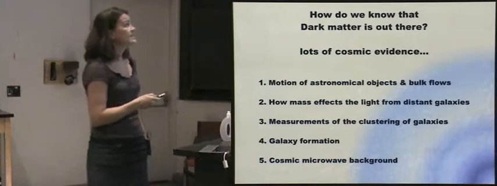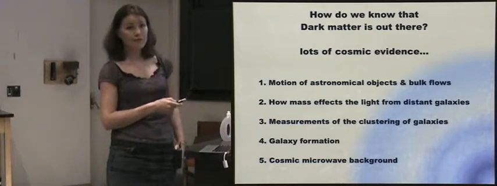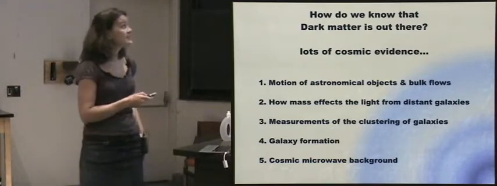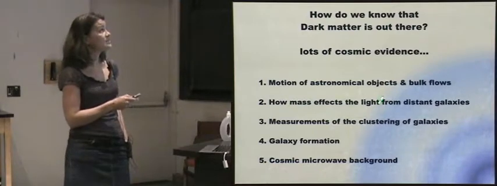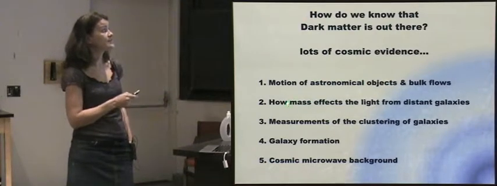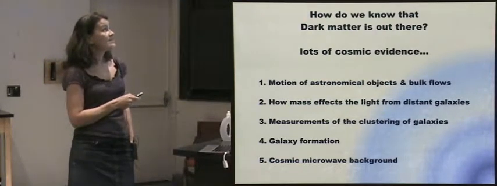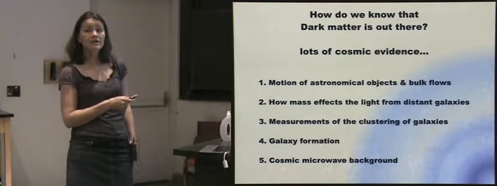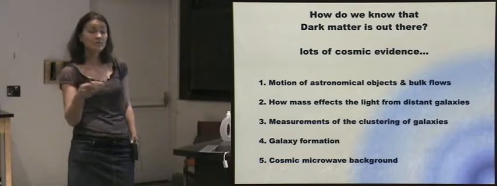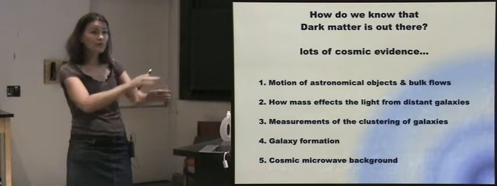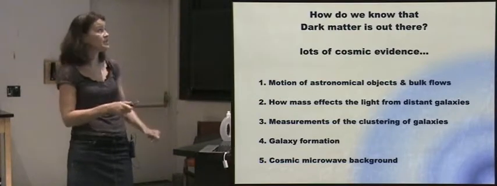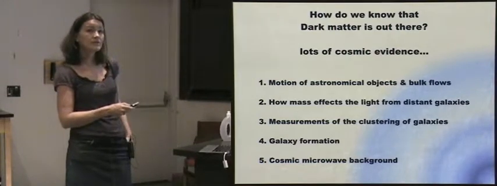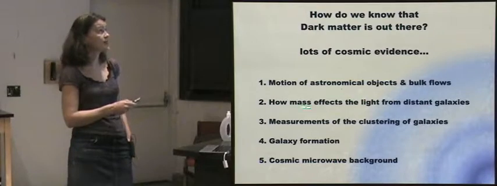The second evidence is how mass affects the light from distant galaxies. Okay? This is a very different physical effect to the first effect here. So very different physics involved in this. And this is a very, very powerful probe of the matter in the universe, okay? How light is responding to mass and how the mass is distributed. So if mass is clumped or if it's very smooth and evenly distributed, light will respond differently to those two scenarios. And we call this effect gravitational lensing.